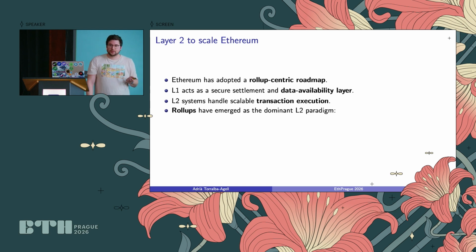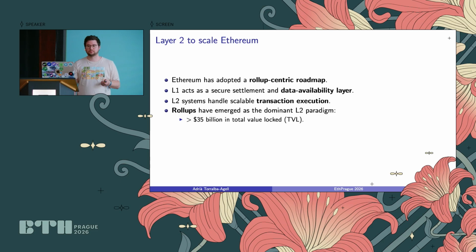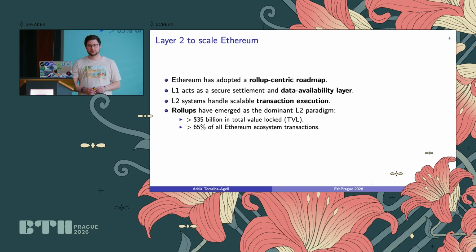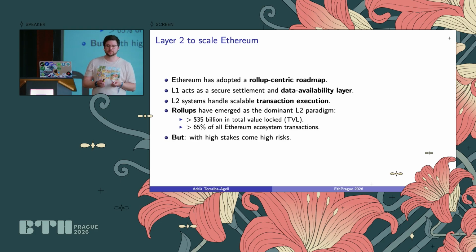And rollups, to be fair, have emerged as the dominant L2 paradigm to solve this issue. Because if we look at the metrics, we see over $35 billion in total value locked right now. And it is estimated that around 65% of all the Ethereum ecosystem transactions are processed through some kind of rollup. But with high stakes comes high risk.